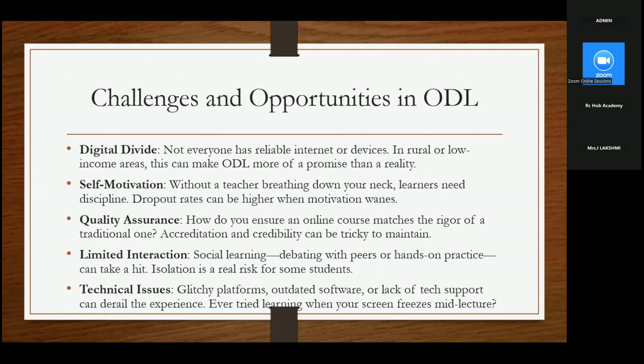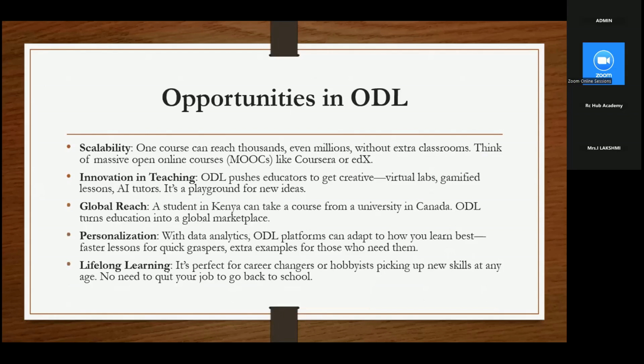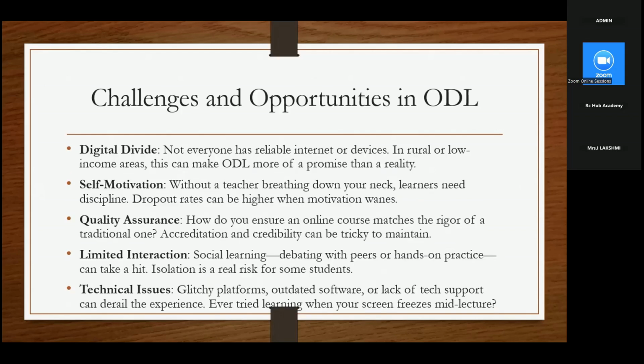And the technical issues, you can see that there are a lot of technical issues. Suppose my software is not working due to some corrupted files, or some corrupted API, or some glitches in the platform, or my software is not updated. So these all represent the technical issues which come up in open and distance learning. And these are all the challenges which have been discussed.